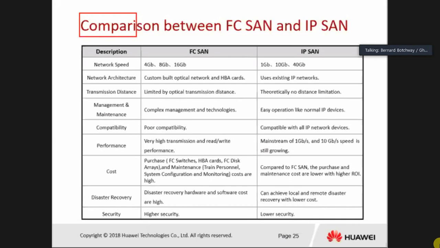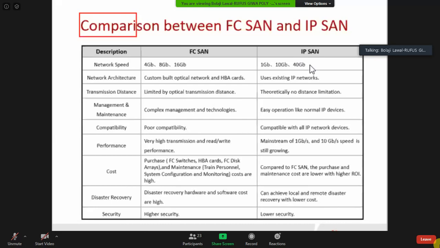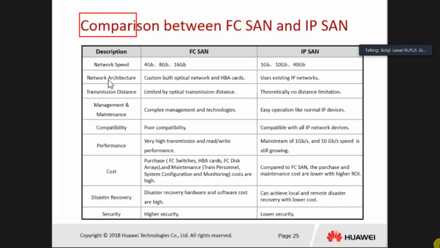Okay, so now the comparison between FC SAN and IP SAN. For FC SAN, the network speed varies between 4 GB, 8 GB and 16 GB, depending on your network interface and the configuration mode, so it can travel as far as 40 GB. According to this report, the network architecture is a custom-built optical network and HBA card, while IP SAN uses existing IP networks.